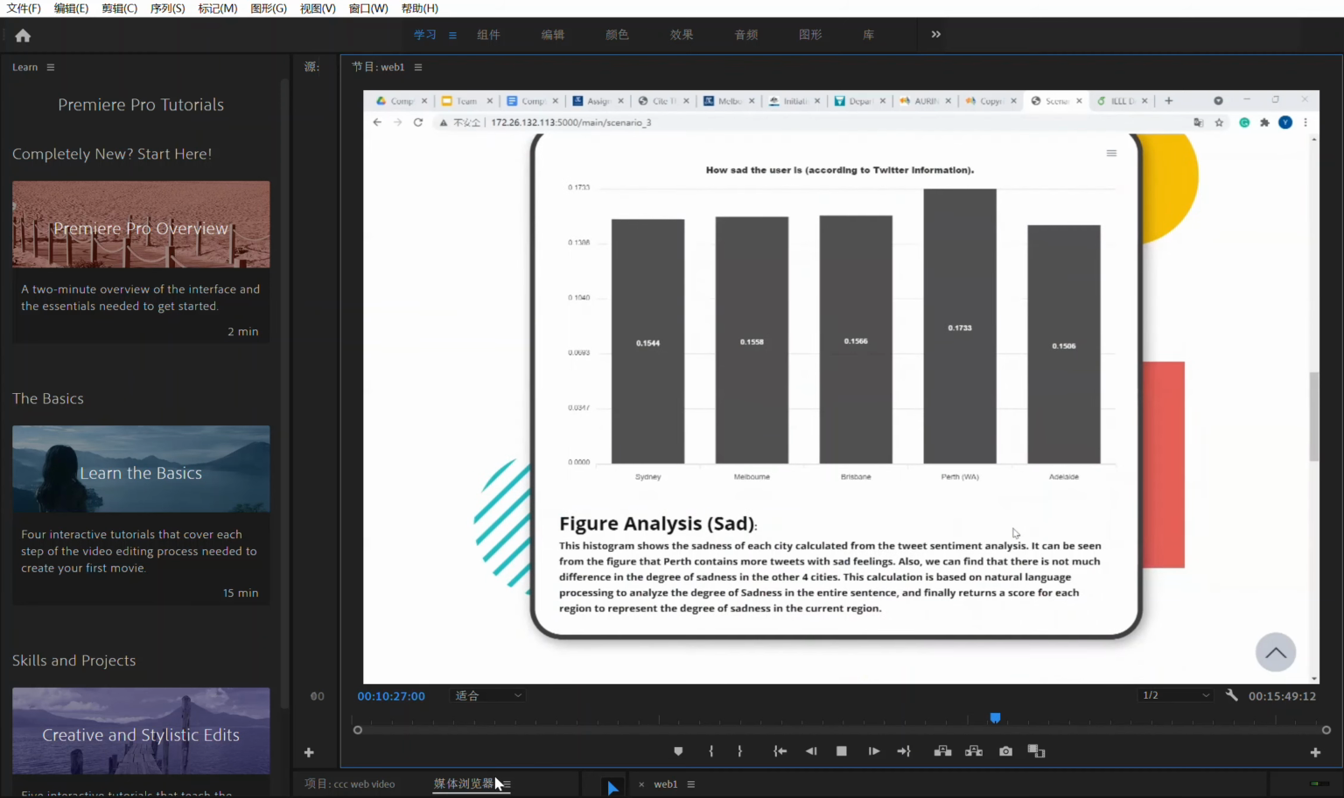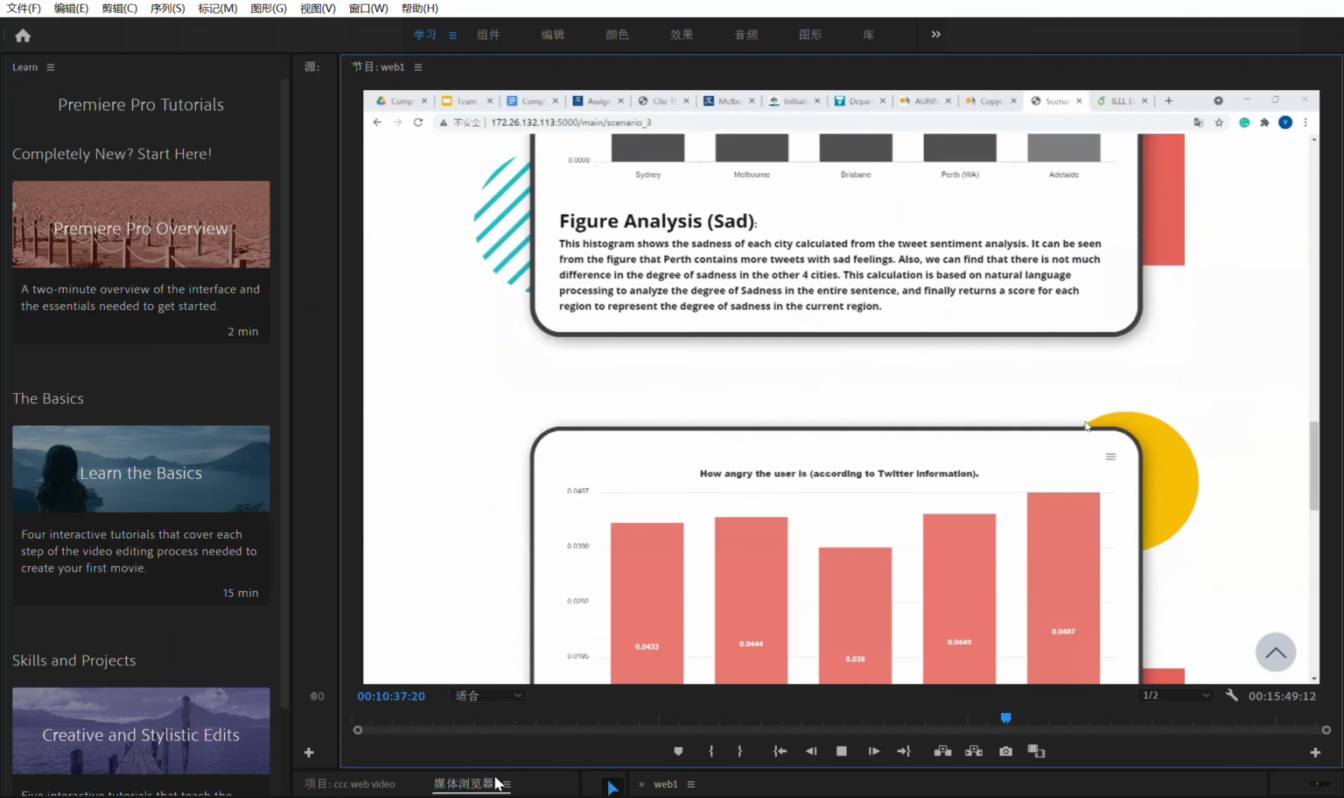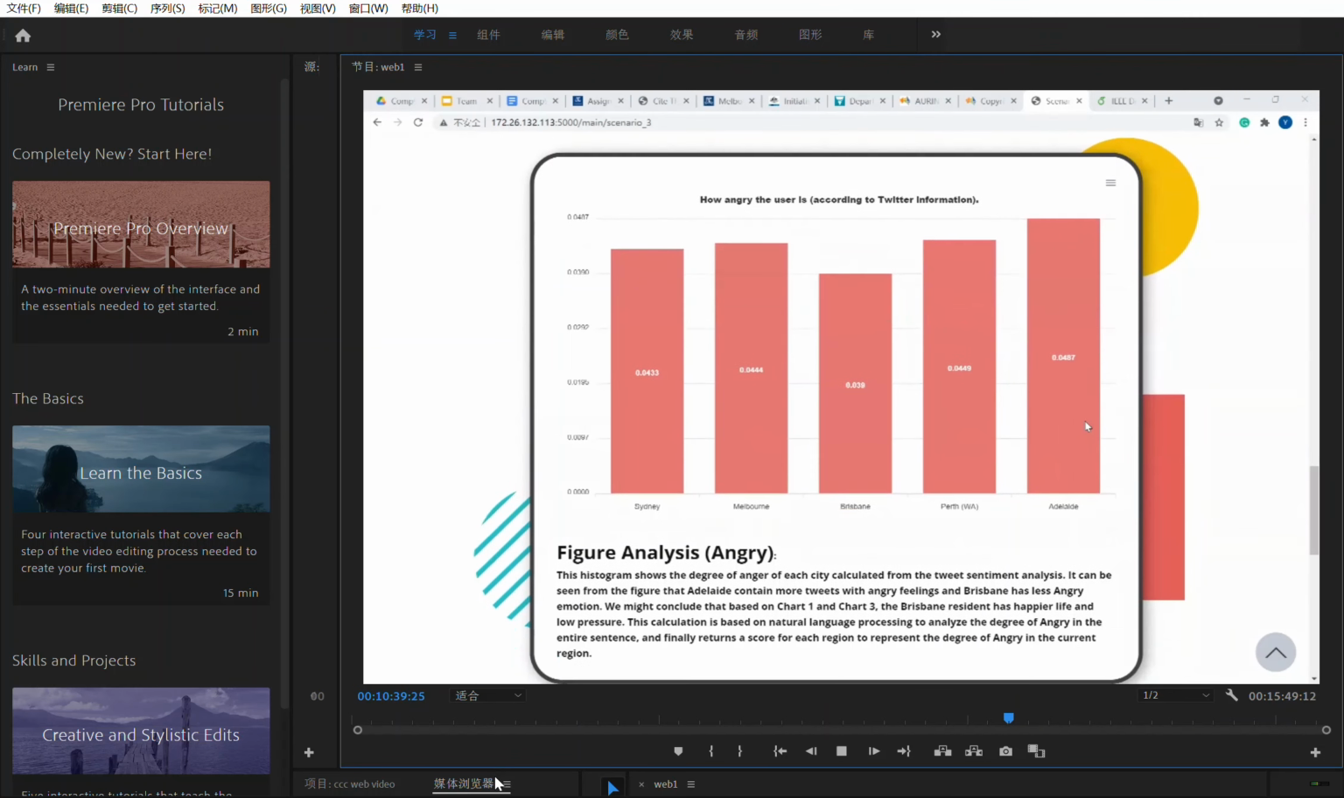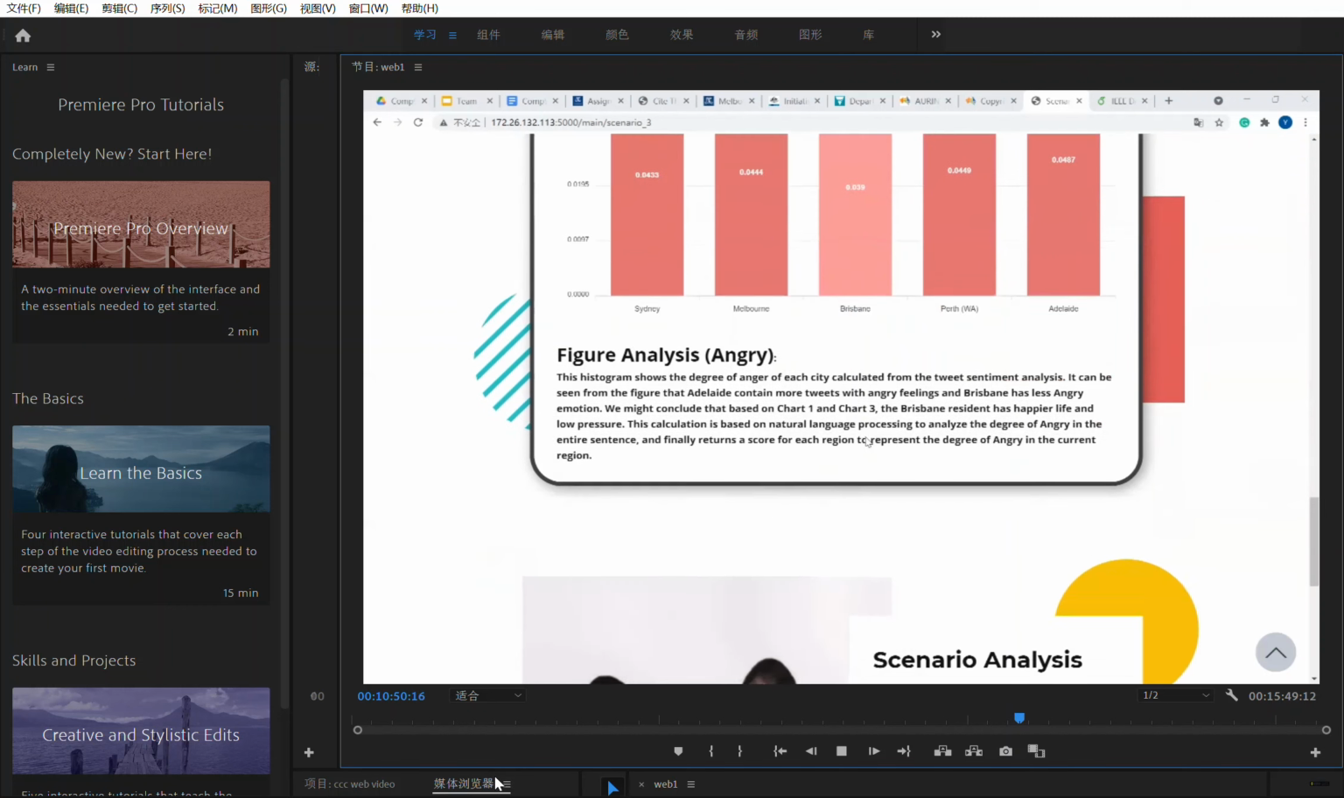Second is about sad. Perth citizens have the greatest sad score, and for the rest four, they didn't differ a lot. Last is the angry. People in Adelaide have the highest angry score, and people in Brisbane have the lowest one.